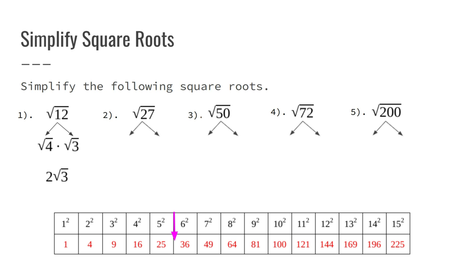So I can split 27 up into the square root of 9 times the square root of 3. The square root of 9 right there is my perfect square. So we're going to take that out of the square root, and I'm going to get 3 times the square root of 3.